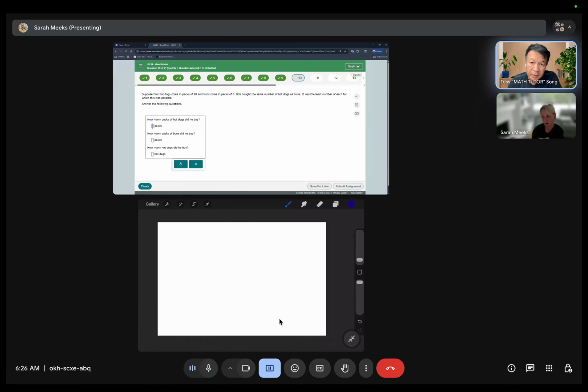Okay. Why do you need 3 packs? Because it says the same number of hot dogs as buns, and 30 would be the same. How many packs of hot dogs did he buy would be 3, and then buns would be 5. Okay, that's correct, by the way, because 3 times 10 is 30, and 5 times 6 is 30. Go for it. But then we have to put that together for the total number of actual hot dogs. What is that?